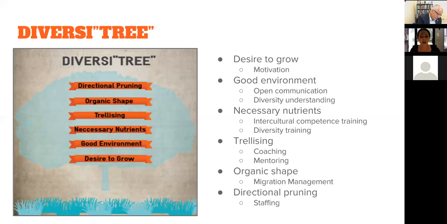So intercultural competence training, diversity training, those are things that are providing your employees with the nutrients necessary to grow into this diverse organization built on understanding. Trellising looks more at coaching and mentoring, so helping structure people along these paths of diversity acceptance. This organic shape, migration management.